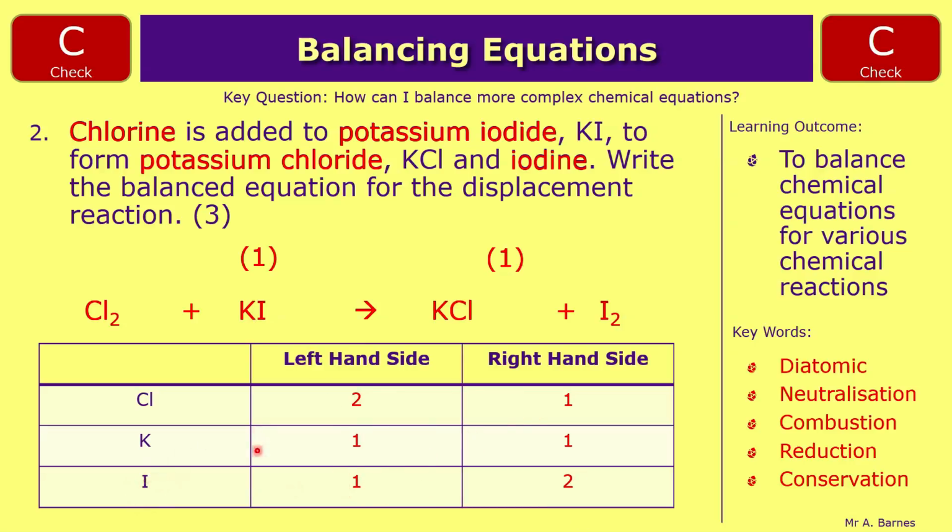I'm going to go with iodine to begin with, so I've got 2 over here and only 1 there, so the best bet is to put a 2 in front of the whole thing, which gives me 2 potassiums and 2 iodines, so I've got 2 all the way down this side. My iodines are now balanced.